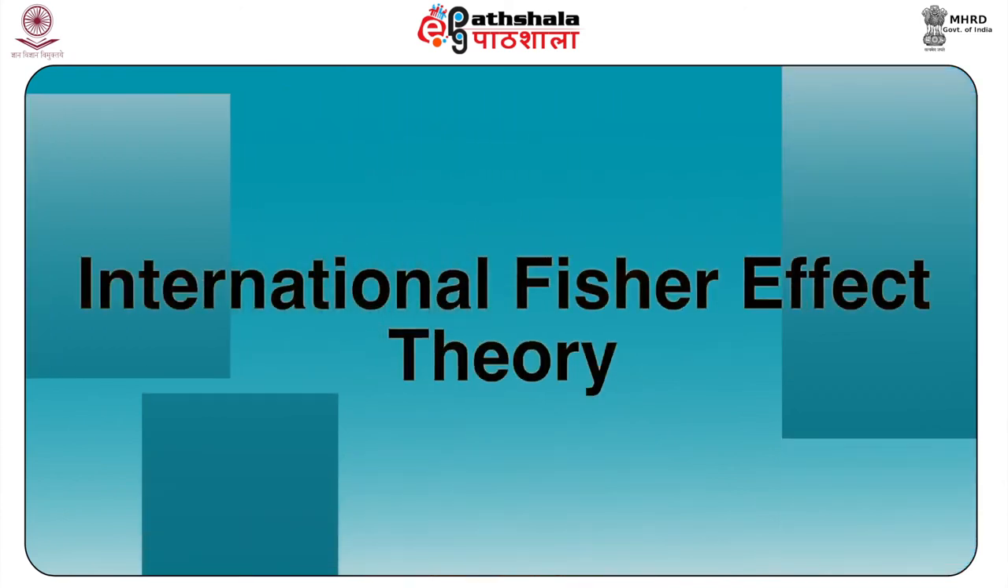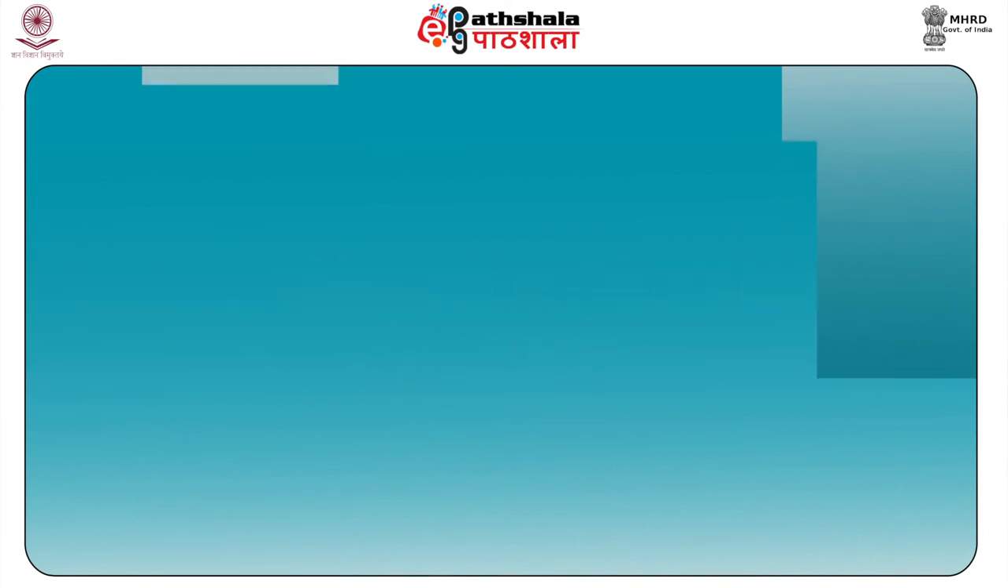Moving on to discuss the international Fisher effect theory. Another major theory of exchange rate determination is the international Fisher effect theory, or simply known as Fisher theory. Similar to purchasing power parity theory, it makes use of interest rate differentials rather than inflation differentials to determine the exchange rate. The changes in interest rates are, however, reflected in inflation differences because of the close relationship between the two. It was developed by Irving Fisher in 1930.